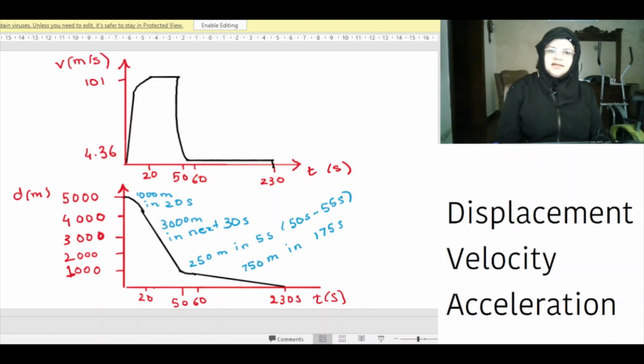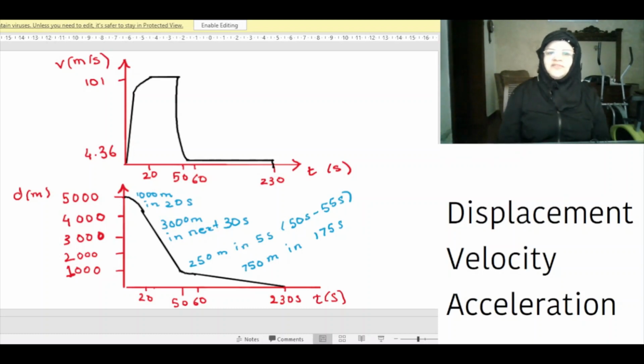Since the area under the velocity time graph is distance, when a person jumps from an aeroplane that is 5000 meters above ground, he covers 1000 meters in 20 seconds under acceleration, 3000 meters in next 30 seconds under constant velocity, 250 meters in 5 seconds under deceleration, 750 meters in 175 seconds under constant velocity.